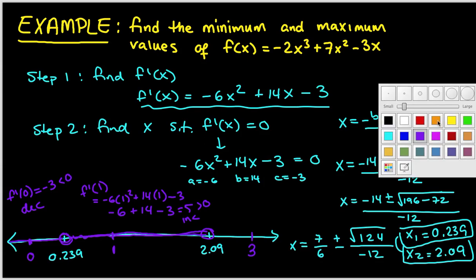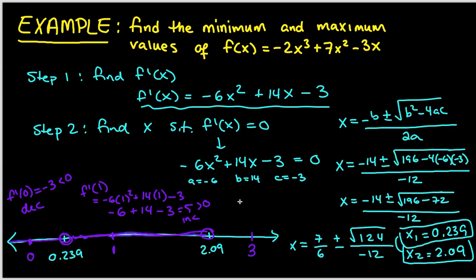Now let's find out what's going on on the other side of 2.09. We're going to plug in 3 to f prime. So f prime of 3 is equal to negative 6 times 3 squared plus 14 times 3 minus 3. Negative 6 times 9 is negative 54, and 14 times 3 is 42. So at this point we're at negative 12, and then minus 3 is negative 15, and that's less than 0.